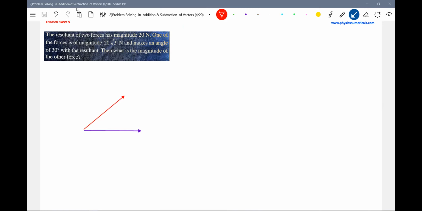And makes an angle 30 degree with the resultant. So the 30 degree is here. Look at this one. Then what is the magnitude of the other force? Where can the other force be? The other force can make any angle, no?